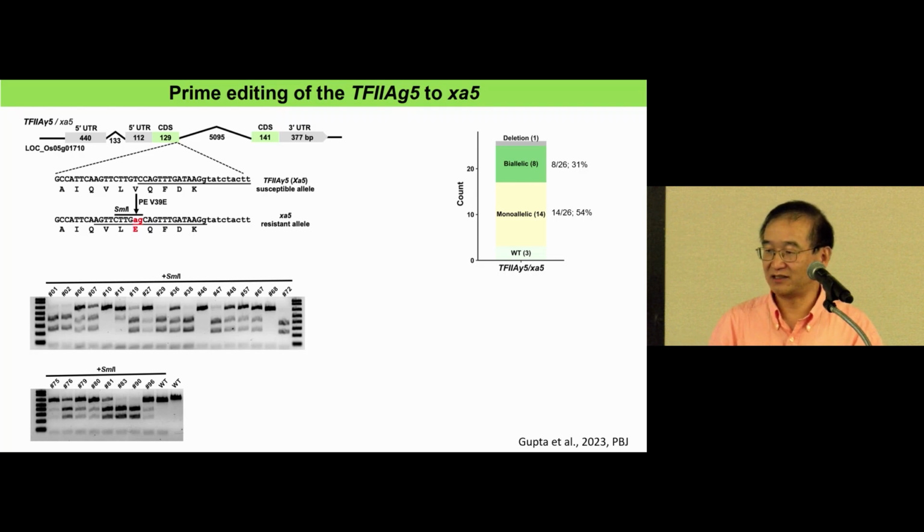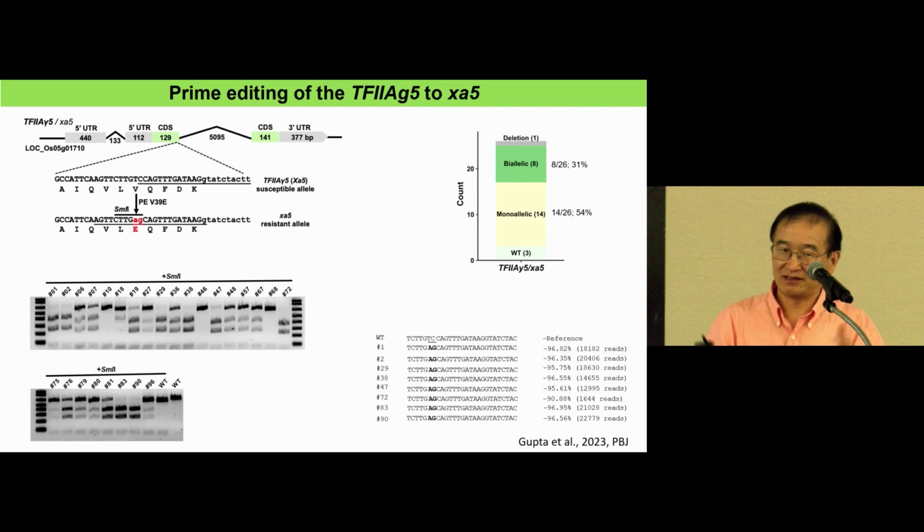As you can see here, there are 26 T0 plants. There's biallelic, about 31%, which means both alleles have those two nucleotides changed. And there's monoallelic, about 50%. There are only 3 out of 26 that are wild type. And there's one that has an undesired edit. So the efficiency is very high, and then we did the sequencing, and the sequencing came out at exactly two nucleotide changes or one amino acid change.